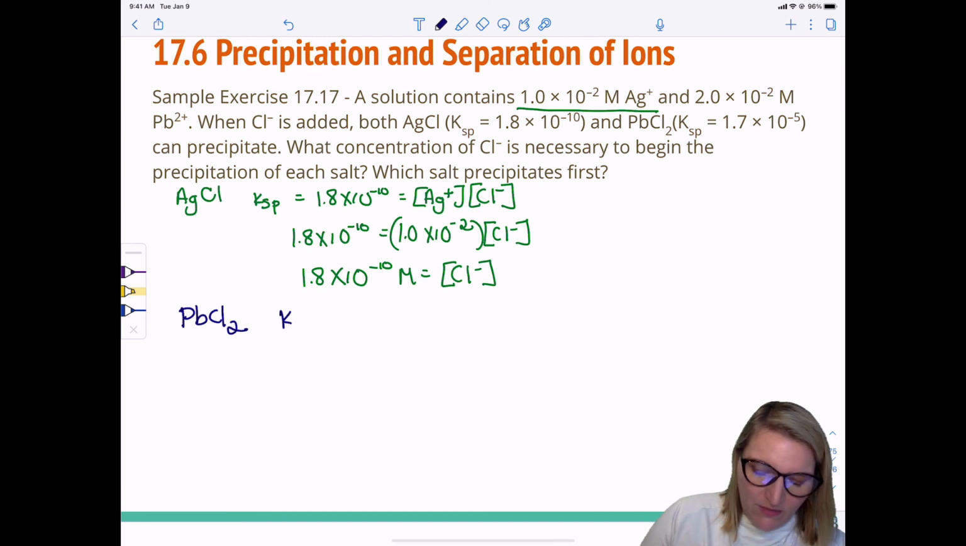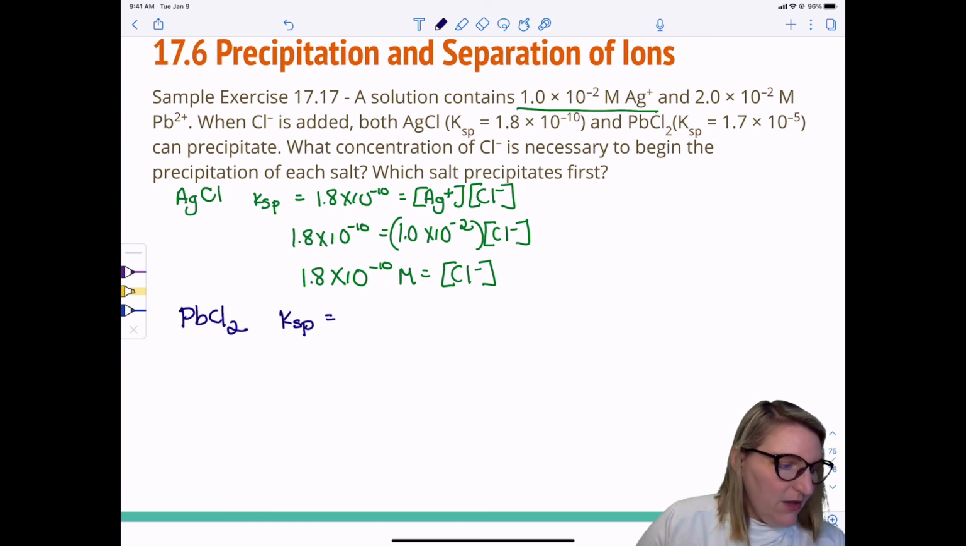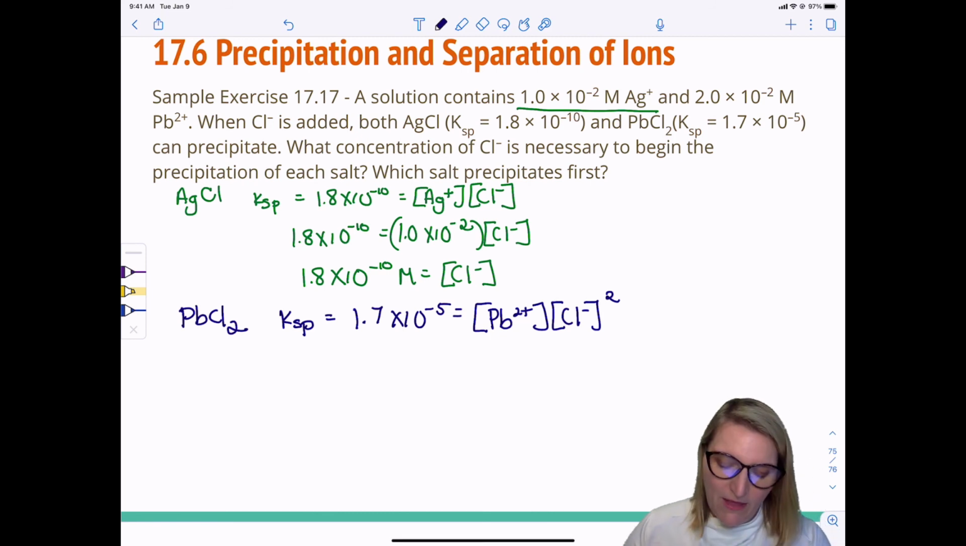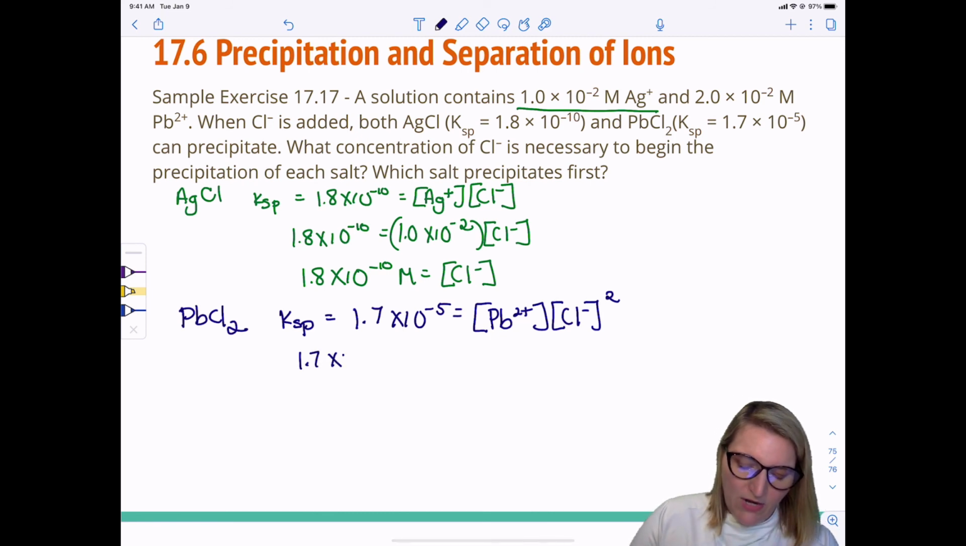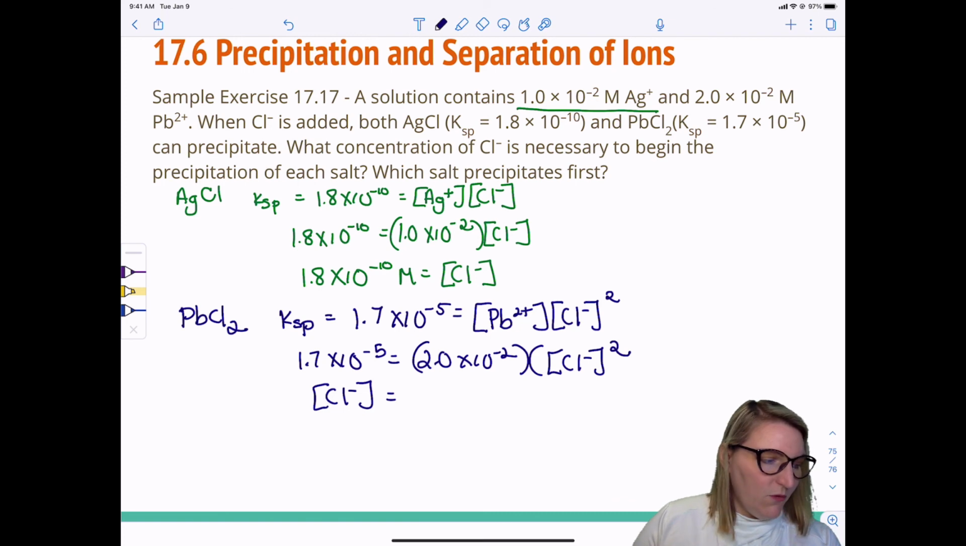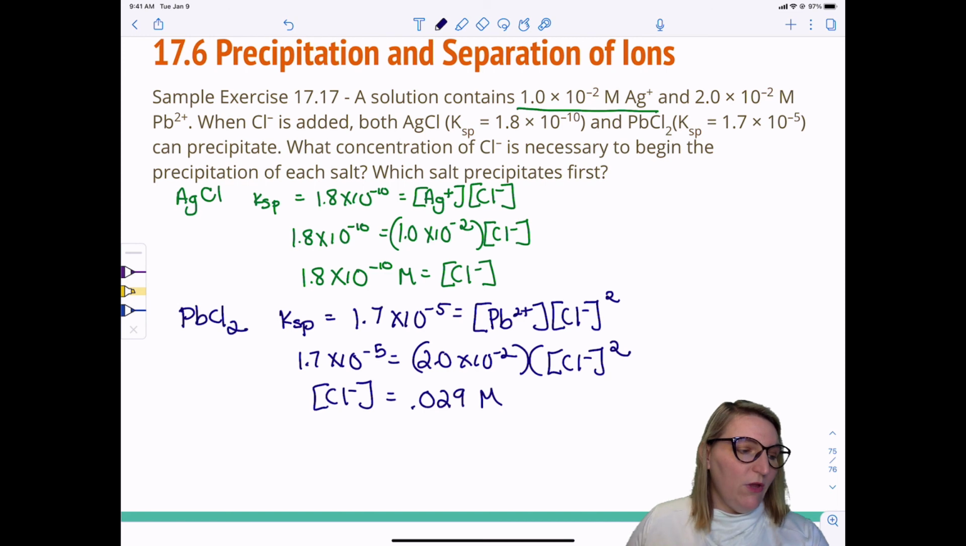Let's do the same thing for PbCl2. The KSP for that is 1.7 times 10 to negative 5 equals the concentration of the Pb2 plus times the concentration of Cl minus squared. Don't forget about that. So let's plug in what I know. 2.0 times 10 to negative 2 times the concentration of Cl minus squared, and the concentration of Cl minus that is needed for precipitation is 0.029. That is much larger. So which one will precipitate first?